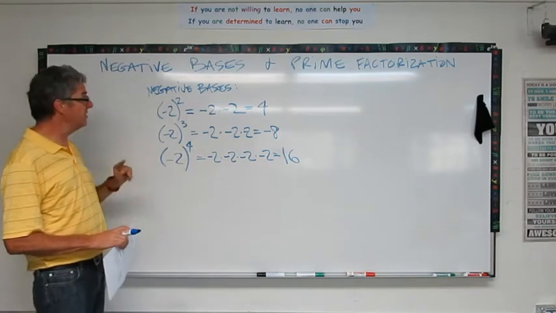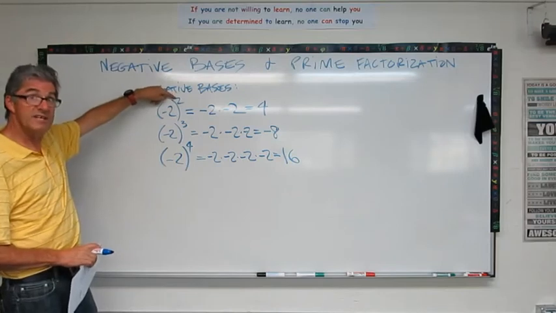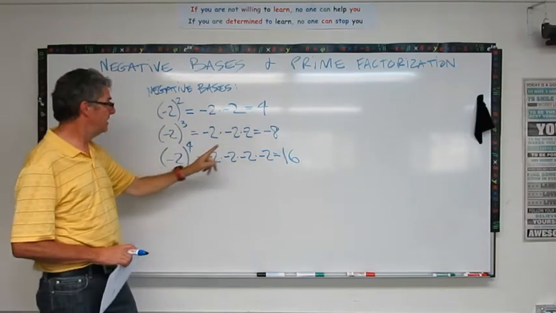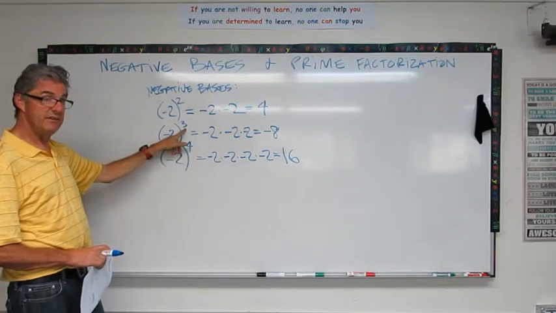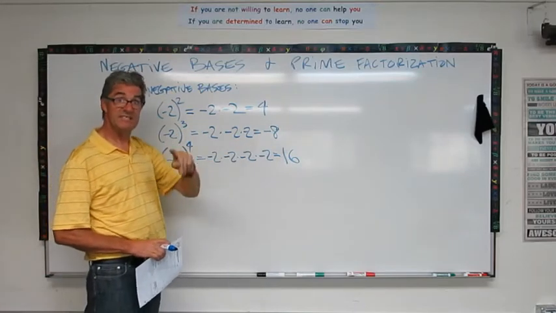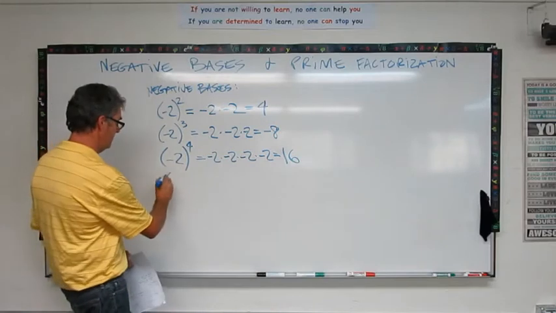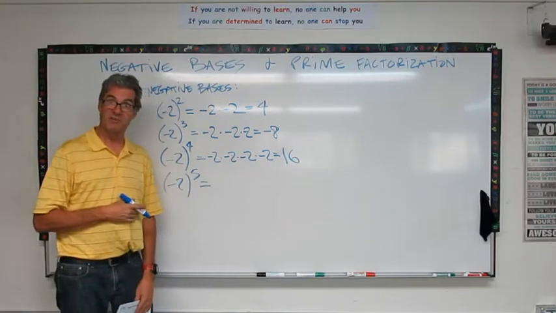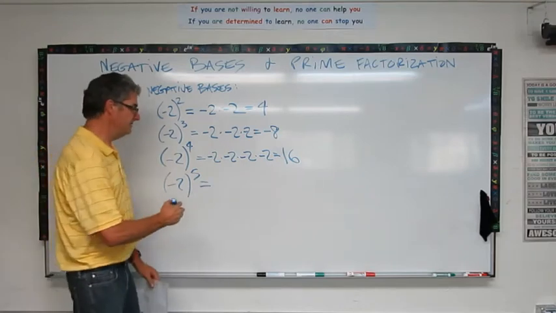Okay? So negative bases are kind of strange. Here's another pattern to notice. If the power is even, the answer is positive. If the power is odd, the answer is negative. Let's test that. See if you can do this one. Negative 2 to the fifth power. Pause the video. Okay, let's see how you did.